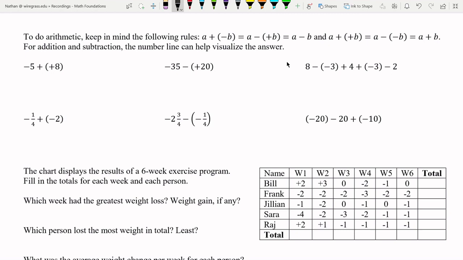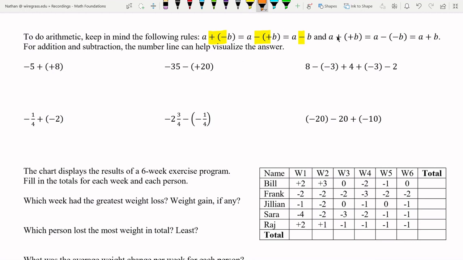To do arithmetic, we need to keep in mind the following rules when working with signed numbers. If we have two signed numbers, a positive and a negative, a plus and a minus, really A can be either positive or negative, but here we're saying that B is negative. If we have a plus and a minus right next to each other, or here we're going to subtract a positive number from A, then if we have one of each, we can change these to just being a minus sign.